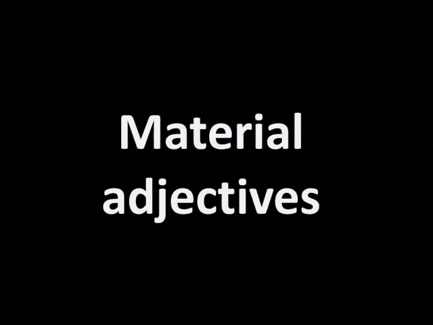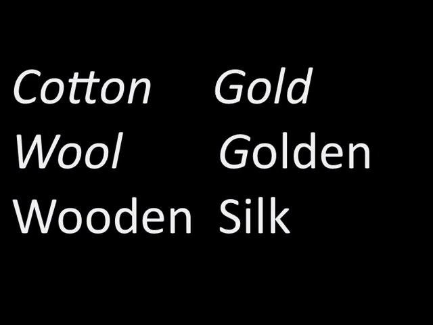Another one is the origin adjective. It talks about where someone or an animal or something comes from. When we use words like American, Arabian, Mexican, Norwegian, they are origin adjectives. We also have material adjectives. They denote the material that something is made of. When we use words like cotton, gold, wool, golden, wooden, silk, we are referring to material adjectives.